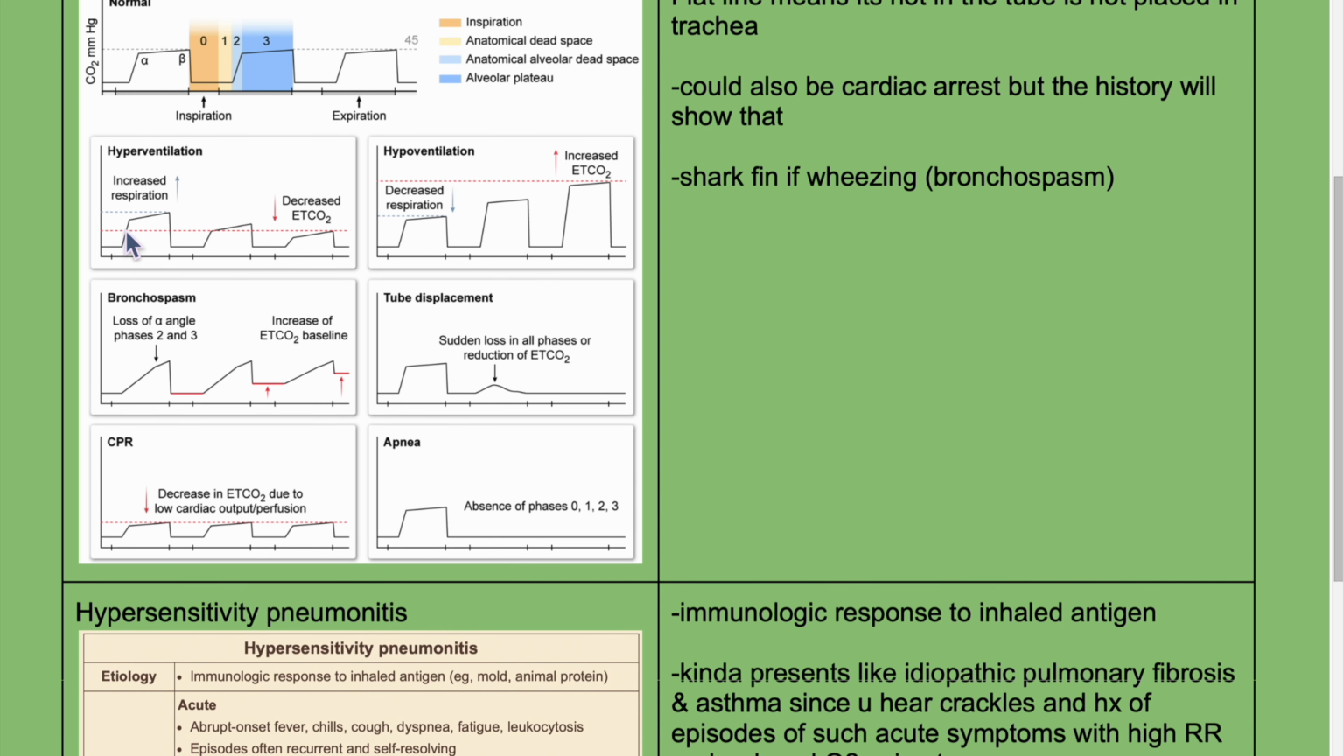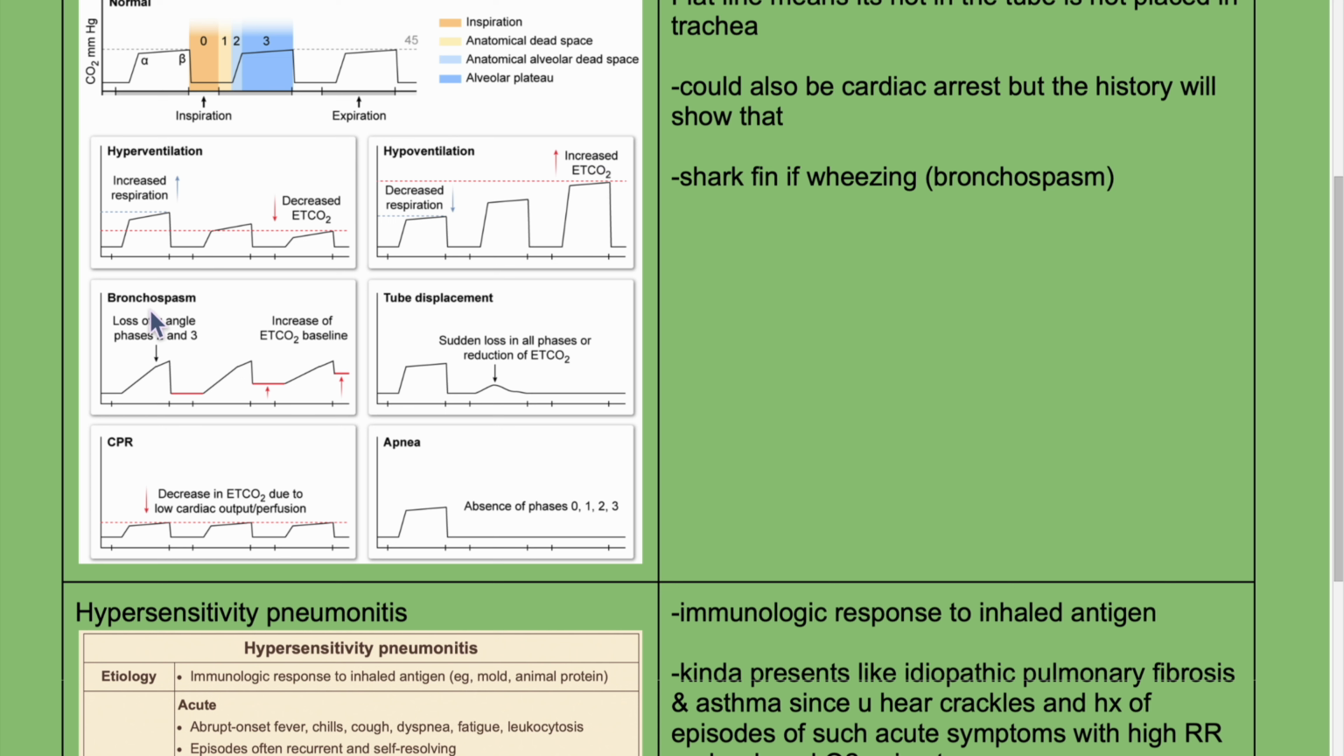So again, hyperventilation, what's going to happen? There's a carbon dioxide washout, right? Initially you will have a higher peak for CO2, and eventually it's going to get lower and lower CO2 detection. During hypoventilation, initially it's going to be a lower amount of CO2 detected, but over time it's going to build up, so it increases.